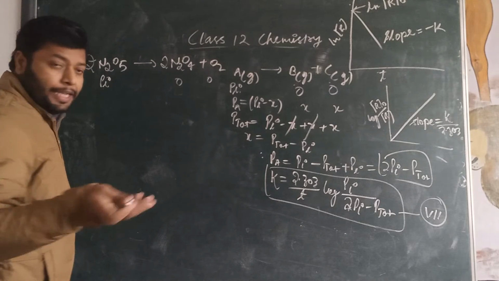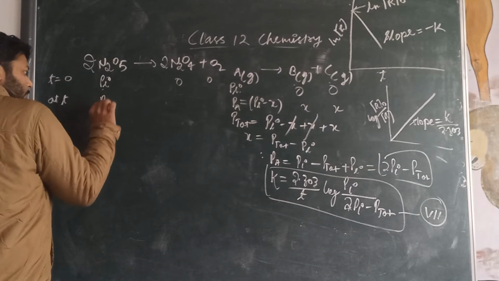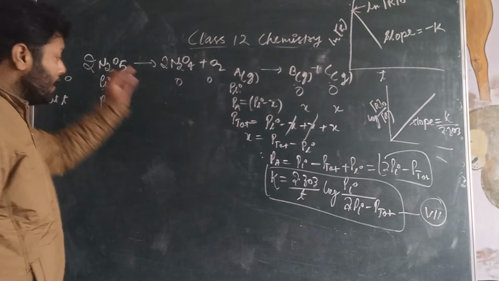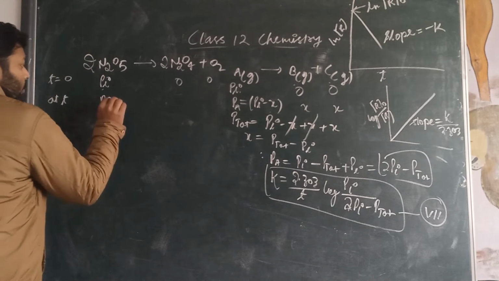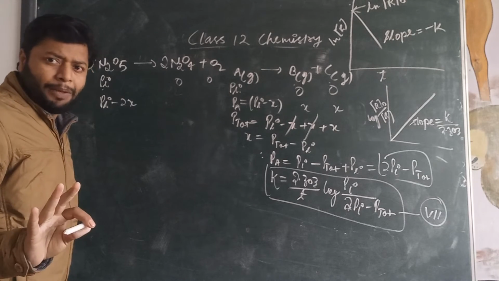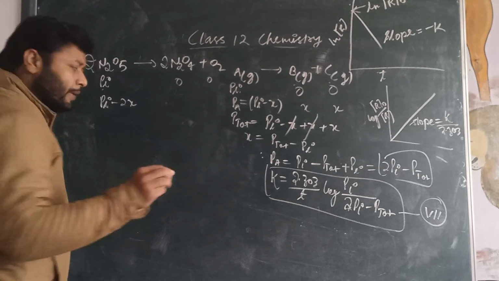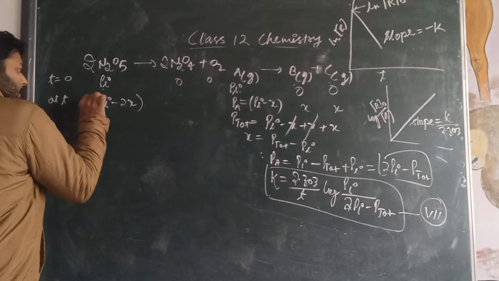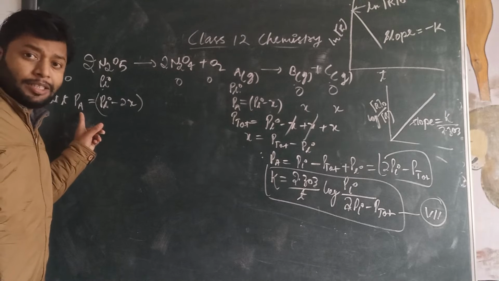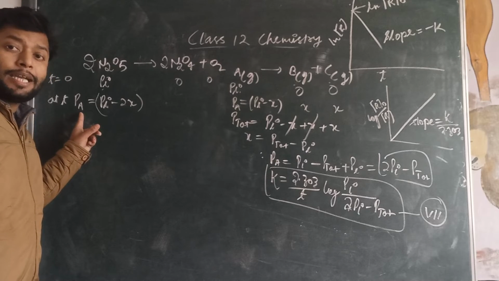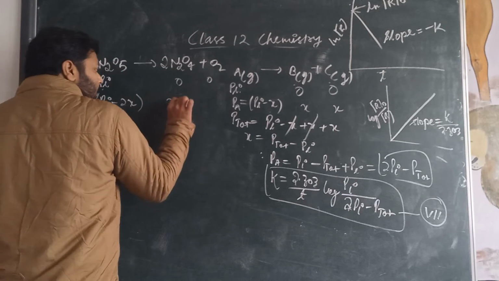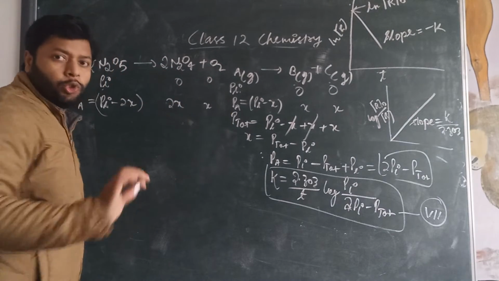At time t, some of the reactants will be consumed, but now the coefficient is 2, so it will become 2x. This is just simple now. Pi minus 2x is equal to the final pressure of the reactants, indicated by PA. Here it will be 2x and here it will be x.